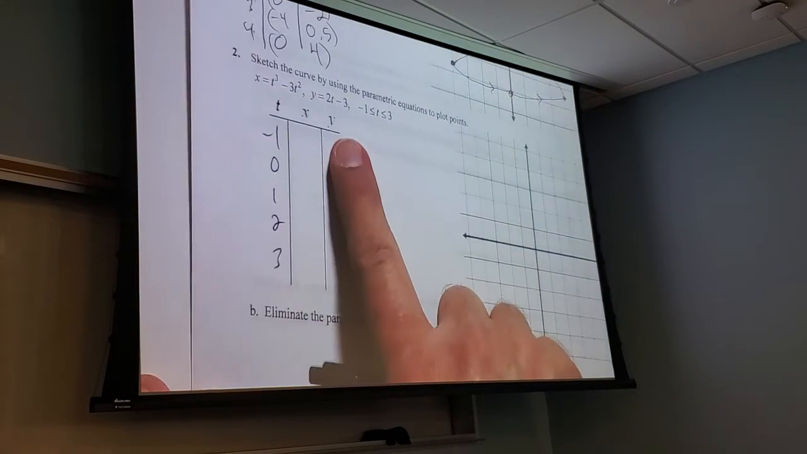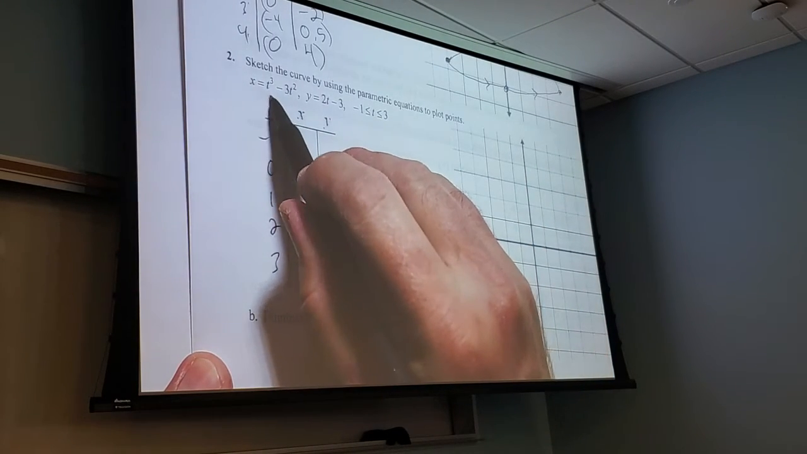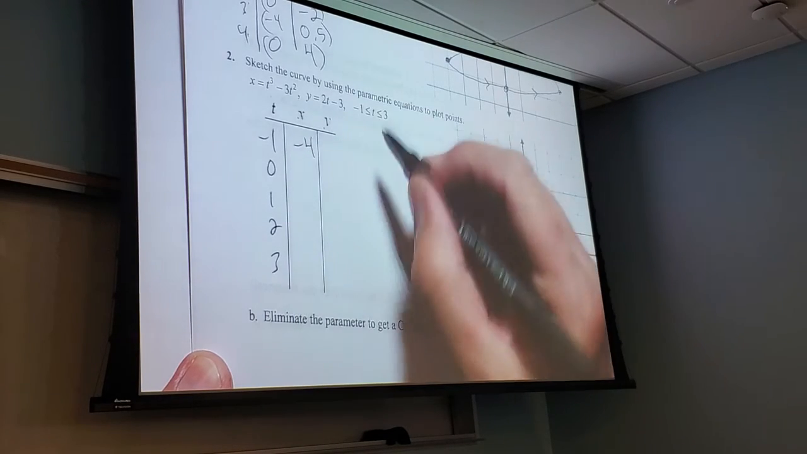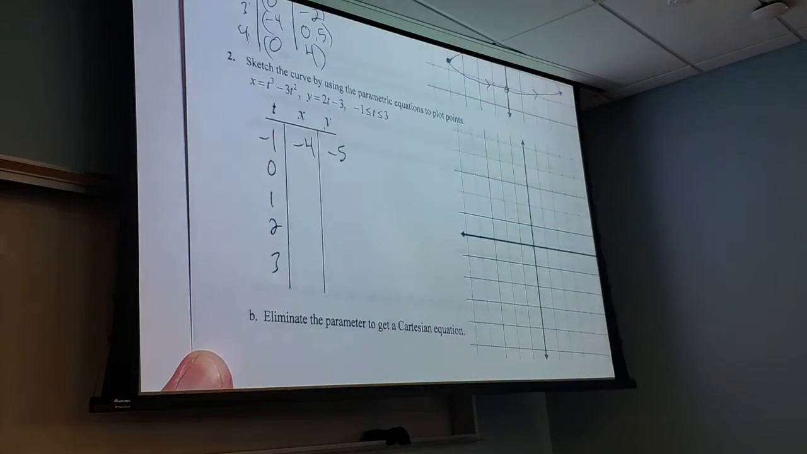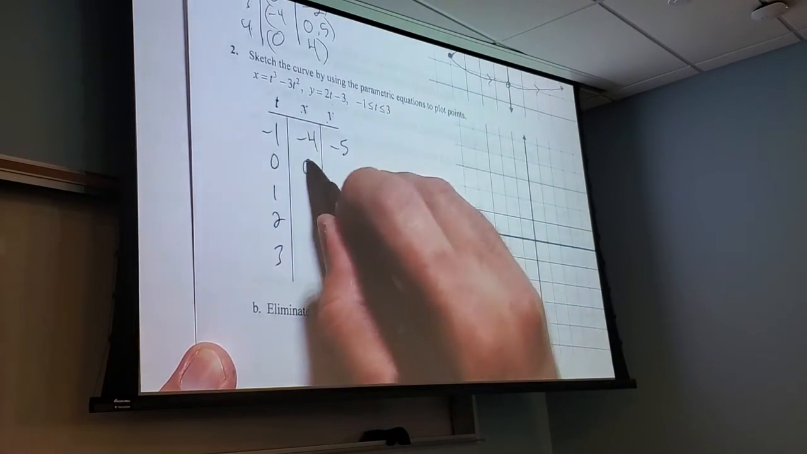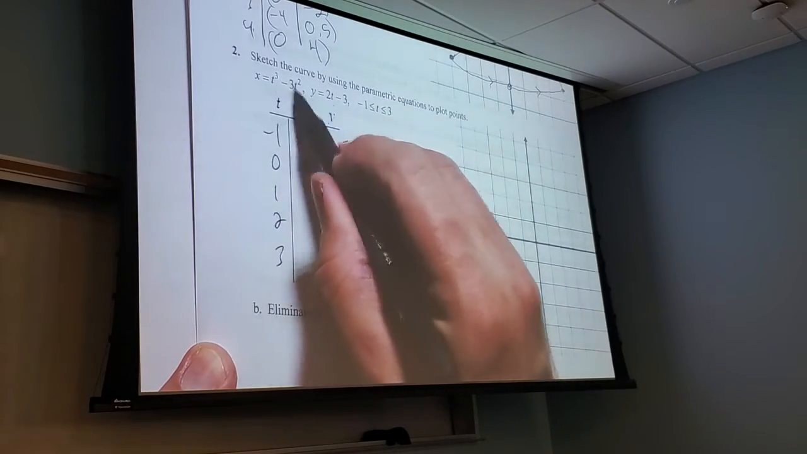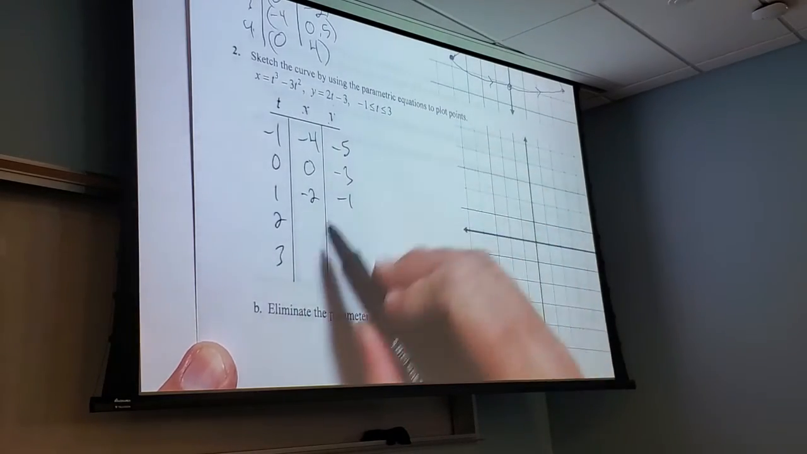Okay, let's just do this real quick. If I put a -1 in, I get -1 minus 3, so that's -4, and I get -2 minus 3, which is -5. Is that cool? If I put a 0 in, I get 0 and I get -3. If I put a 1 in, I get 1 minus 3, which is -2, and 2 minus 3 is -1.